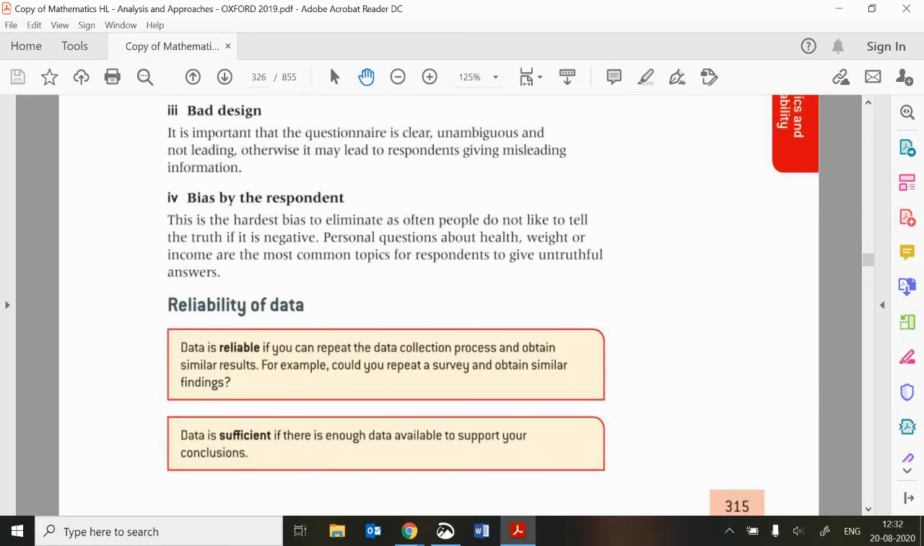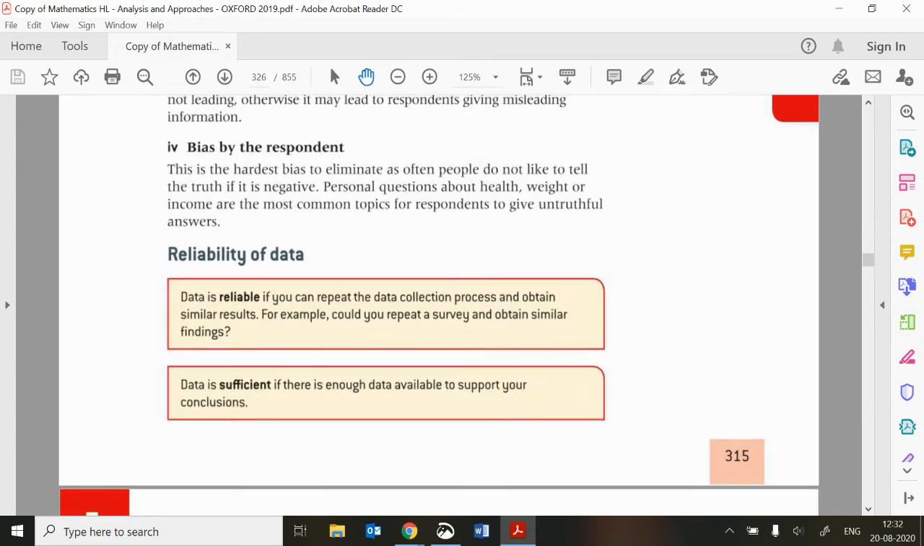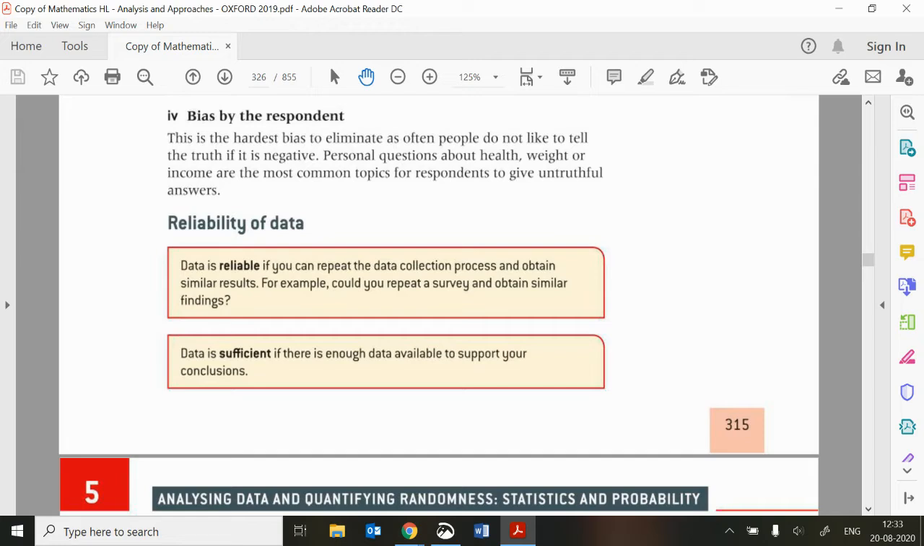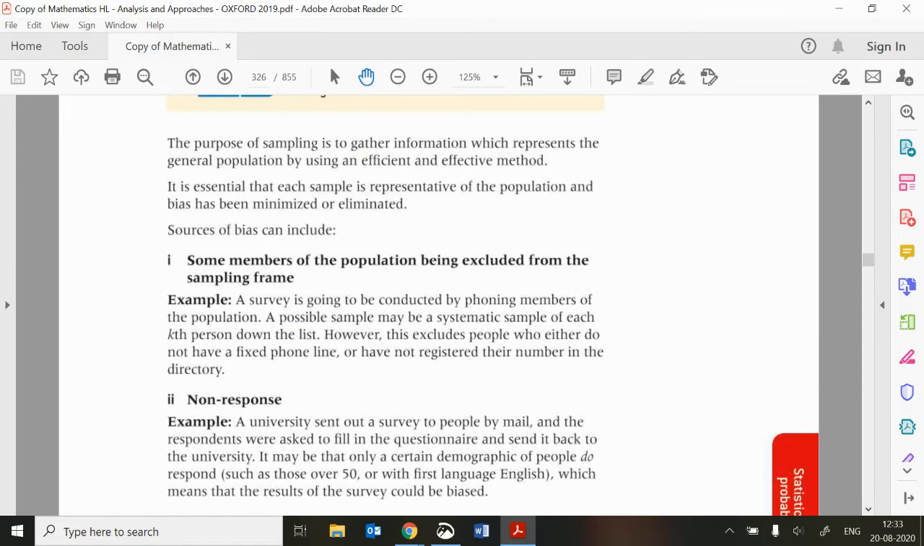And finally, we've got this bias by the respondent. So this is saying that if you ask someone their age, something about their health or their weight or their income, there are lots of things which people don't want to talk about, especially if, as they say here, the truth is negative. So you've got to think about, if you're asking personal questions, whether or not you're likely to get truthful answers. That's the kind of bias that you can get, especially when you're creating questionnaires as your means of surveying the sample from the population.